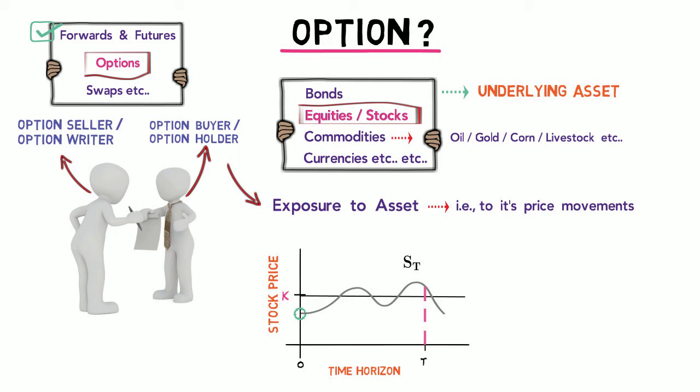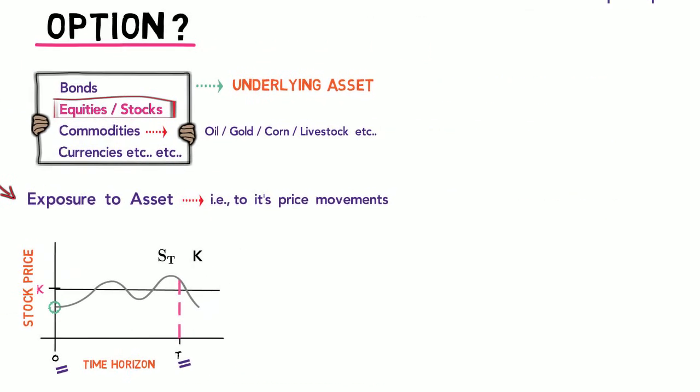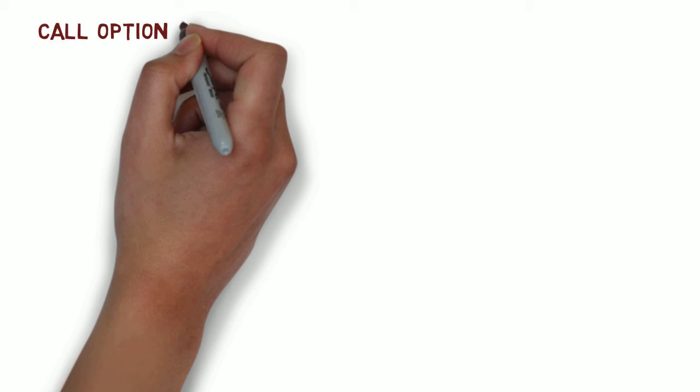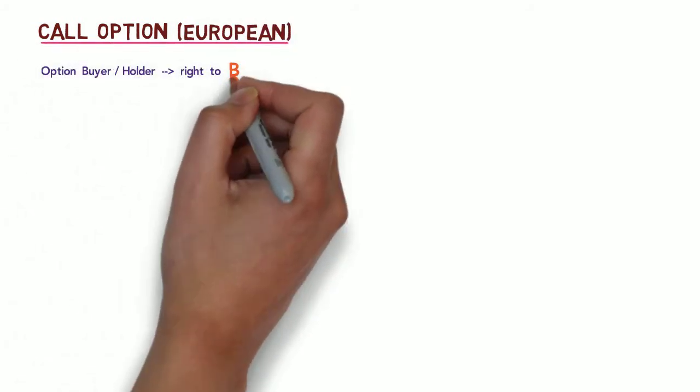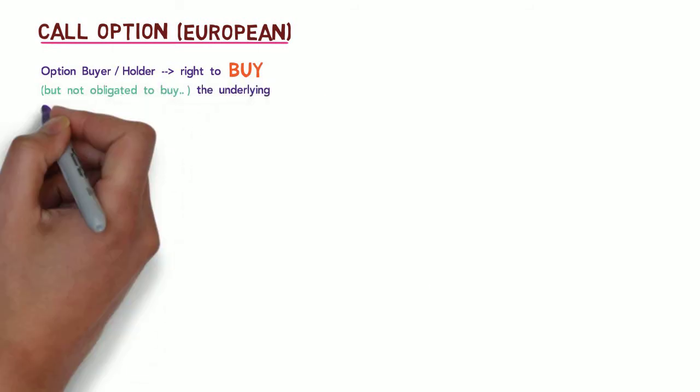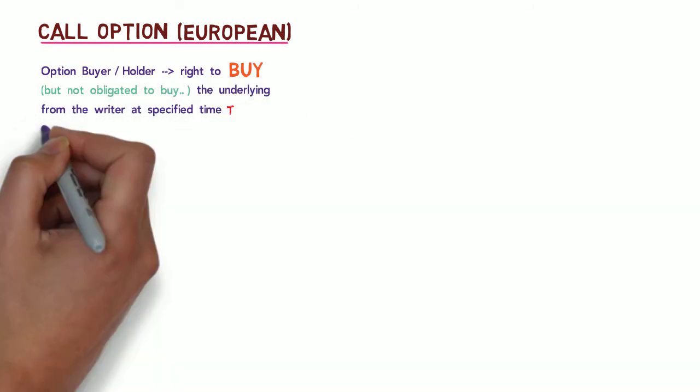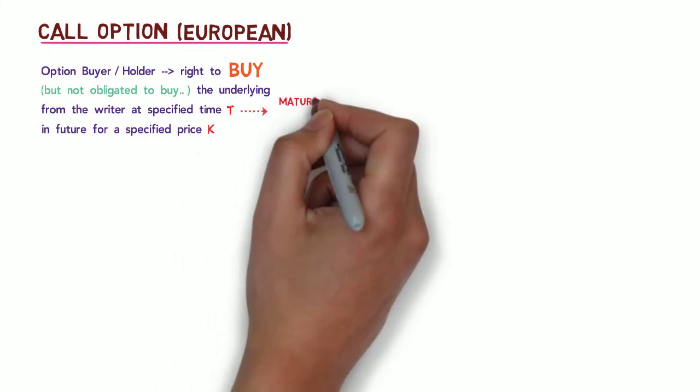But you can still buy this stock for a price of K at time T if at time 0 you have bought a particular kind of derivative called a European call option. A European call option is one which gives the option holder the right to buy the underlying asset from the option writer at a specified time T in future for a specified price K. So this contract gives the option holder the right to buy the underlying only at time T, okay? Not earlier, not later, only at a fixed time T specified in the contract. This is called the maturity time of the option.